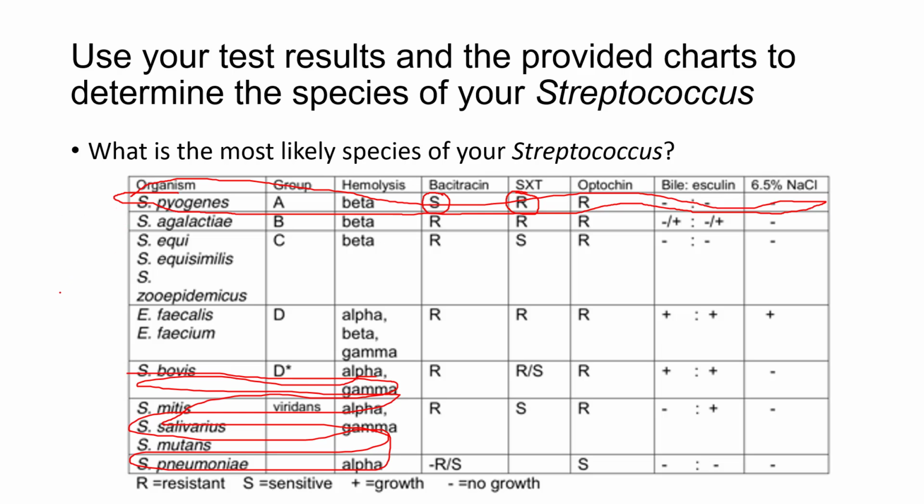Okay. The main point is to figure out how to do this process so that you can do it on the practical. The chart would be provided on the practical. You don't need to memorize this chart. But you do need to know how to read the tests, what the tests are really about, and then how to use this chart to narrow down to your species.